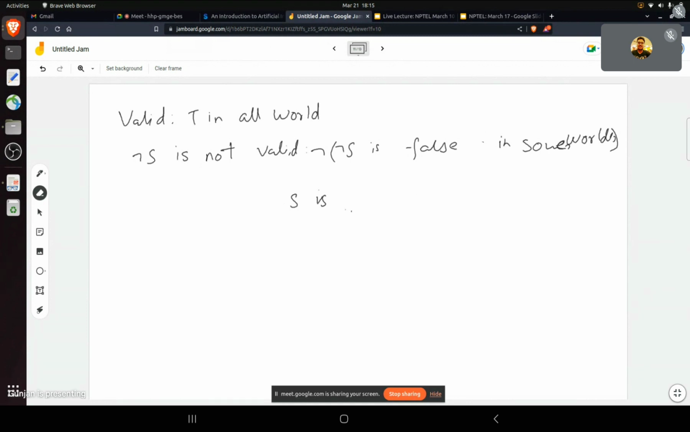Minimum some, so maximum all. That's why I'm writing the lower one. All can be valid, like all is a necessary condition. But even if it is false in some world, it is a sufficient thing, right? You have to understand what is sufficient. If you prove that it is false in some world, that means it is not valid. But if you are saying all, if it is false in all worlds, then it becomes a necessary and sufficient kind of thing.